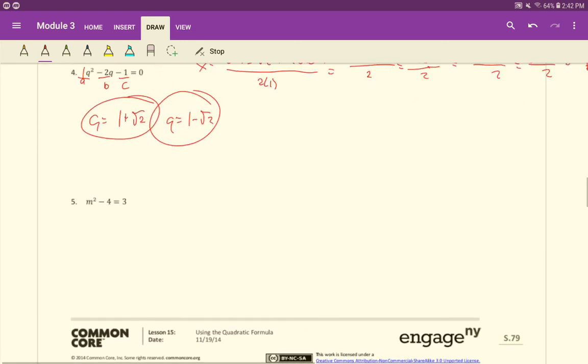And we'll do this last one here. So this one, okay, it's not quite in the right form because we need it to be equal to 0. So how are we going to fix that? Well, we'll just subtract 3 from both sides. We get m squared minus 7 equals 0.